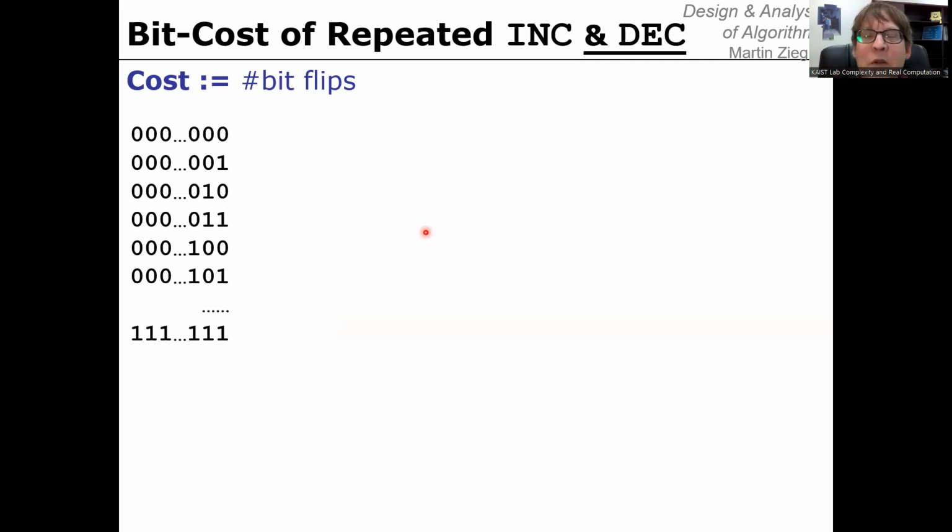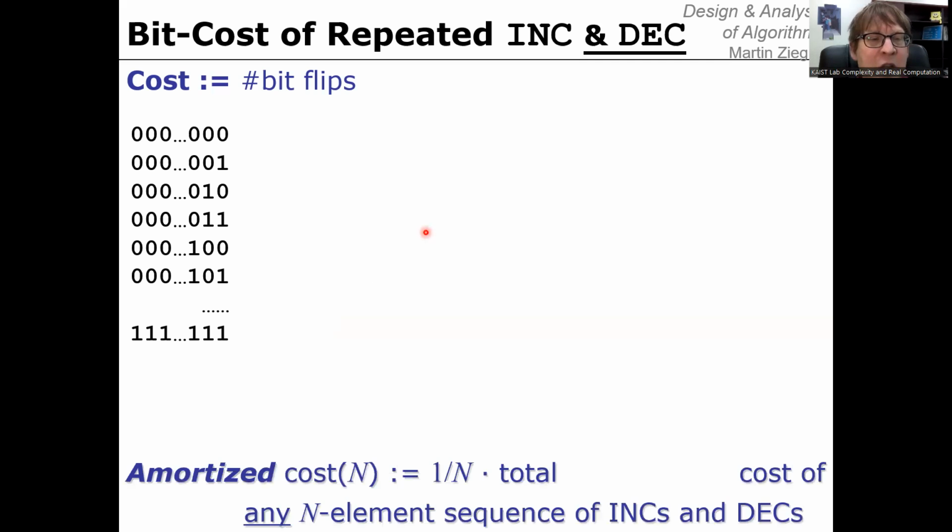And remember our definition of amortized cost. The amortized cost is the total cost of a sequence divided by the length of the sequence. That's the definition of amortized cost. More precisely, the total cost of any n-element sequence. And previously we had an n-element sequence of increments only. And there's only one n-element sequence of increments only, and that's the sequence Inc, Inc, Inc, Inc, Inc.